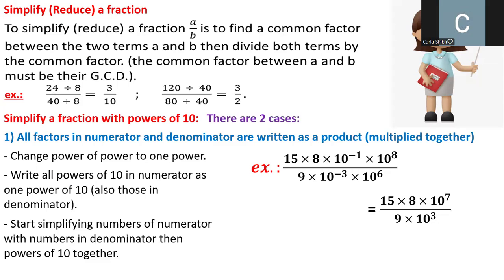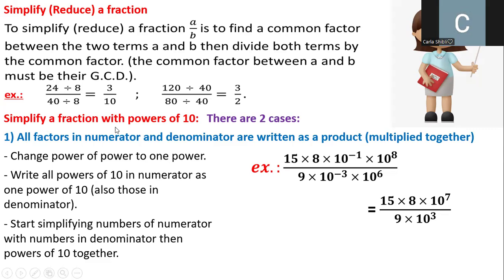So their GCD is 8, so I divide by the GCD to get 3 over 10. 120 over 80, their GCD is 40, so I divide it to become 3 over 2, which is an irreducible fraction.